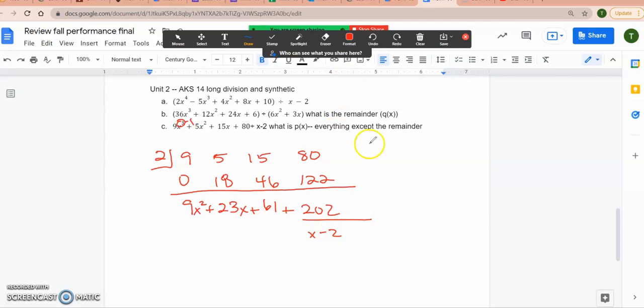Now, it says, what is p of x? Which means I want this as my answer. Okay? This would be q of x. It's not what they're asking for. They're asking for p of x. Okay? So, that is it.